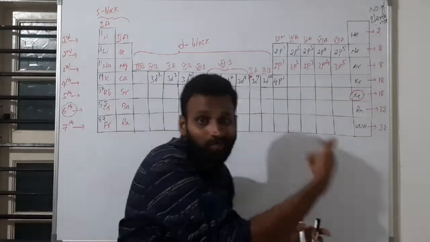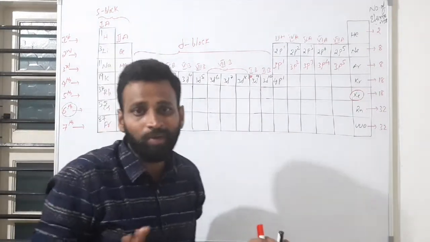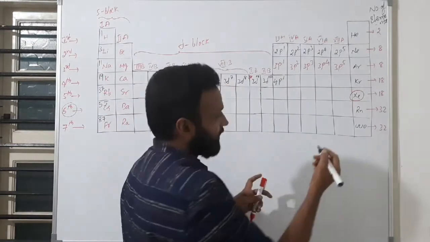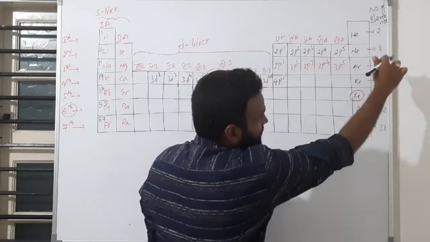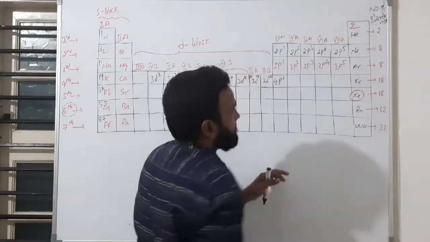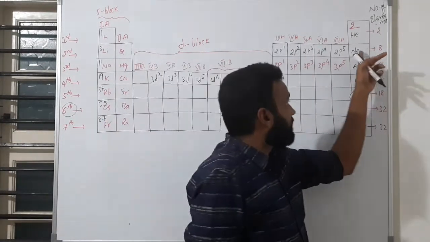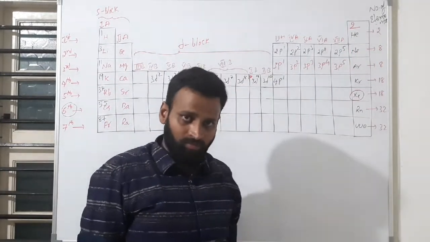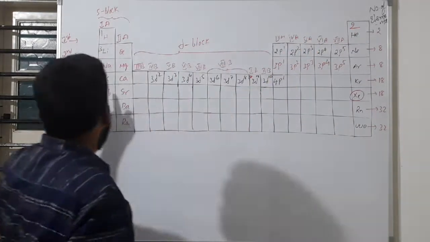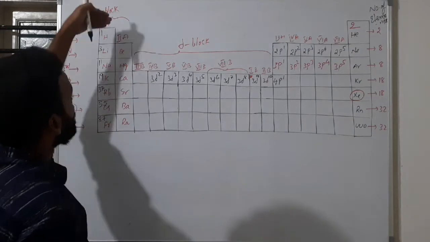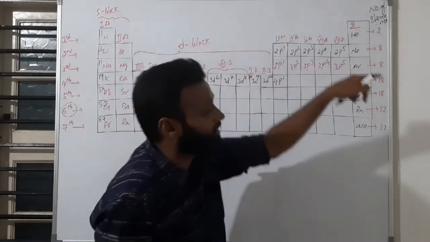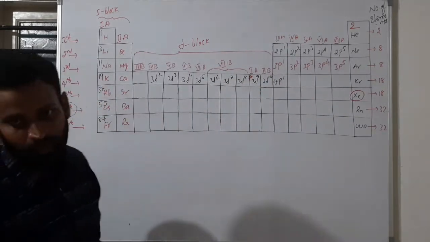Come to the atomic numbers now. Group numbers are not our topic; atomic numbers are. Helium's atomic number is 2. Now I want the atomic number of neon. Here I have to consider the number of elements in the above period. When I wanted potassium, I had to consider the total elements in the third period because potassium belongs to the fourth period.